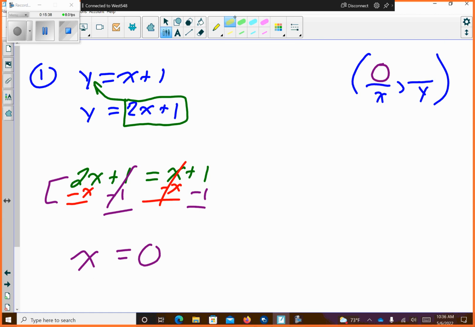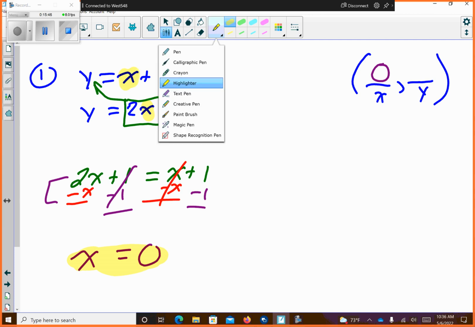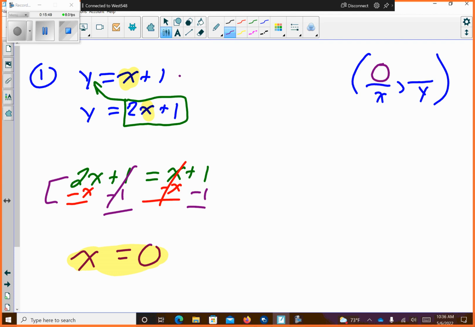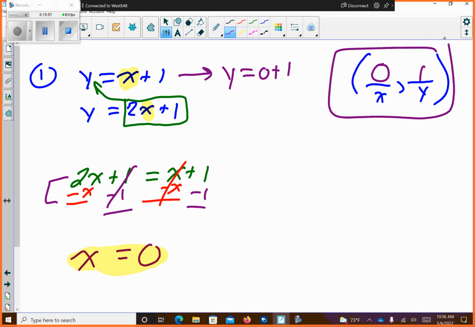All right. So now I know x is equal to 0. So I can plug it into either of them. Top or bottom. It's going to be the same answer no matter which one you picked. Okay, so maybe I'll plug it in the top one. It was x plus 1. Now it's going to be 0 plus 1. So I get 0, comma 1. That's my solution.